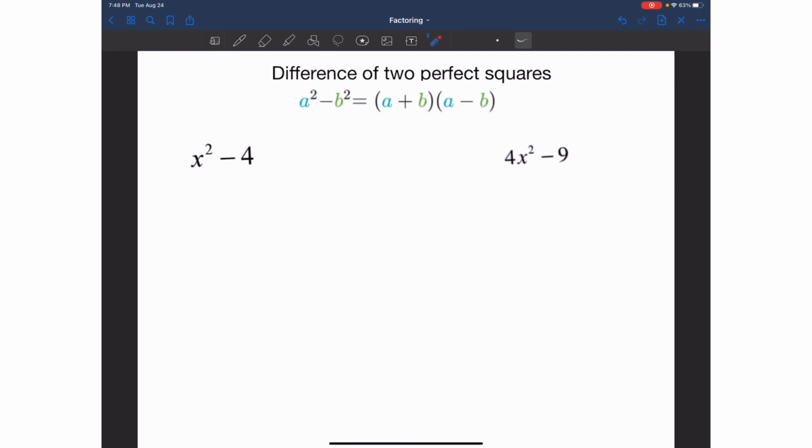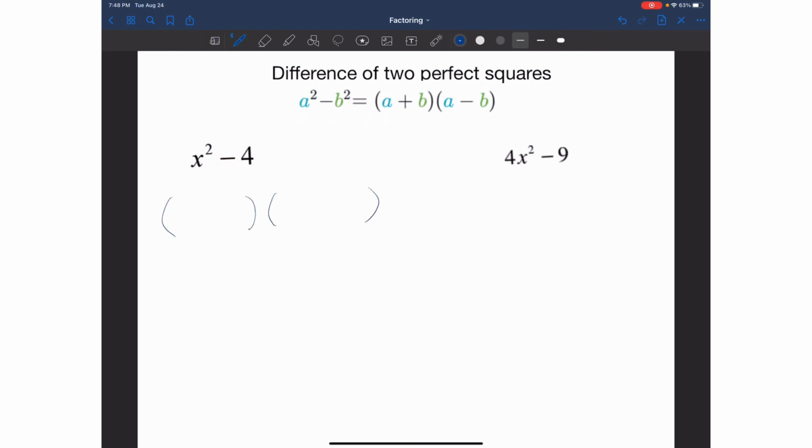So the difference of two perfect squares tells us that if we have something like a squared minus b squared, we can rewrite it as the factors of a plus b times a minus b. So looking at the first example, x squared is a perfect square because that will be x times x. And then 4 is a perfect square because 2 times 2 is 4. And again, there is a minus in between.